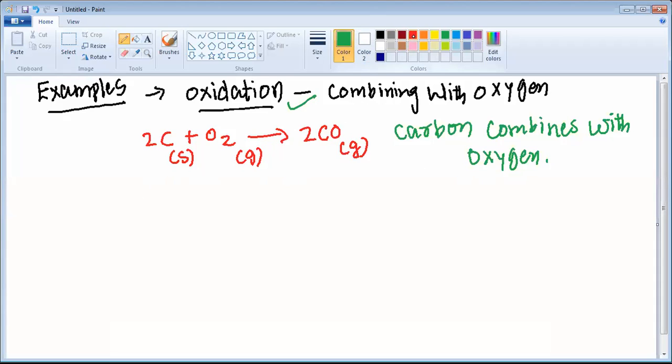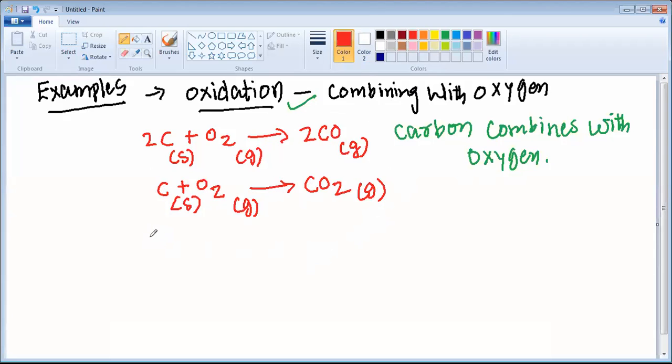Same way, my dear students, if we have C plus O2, that gives us CO2 gas. This is also a combination reaction. The carbon is solid, oxygen is gas, and you get carbon dioxide gas.